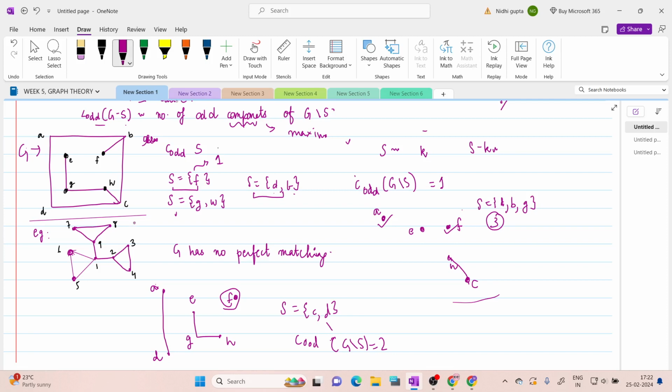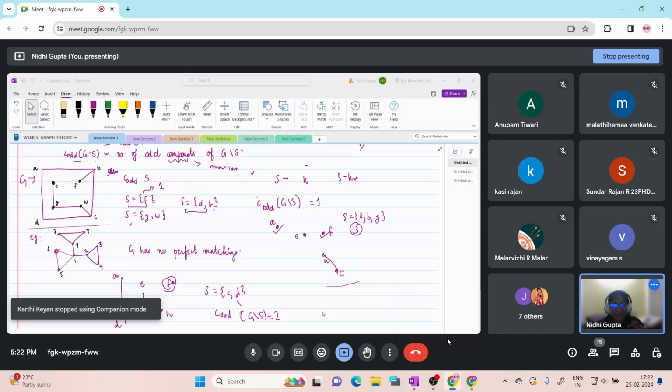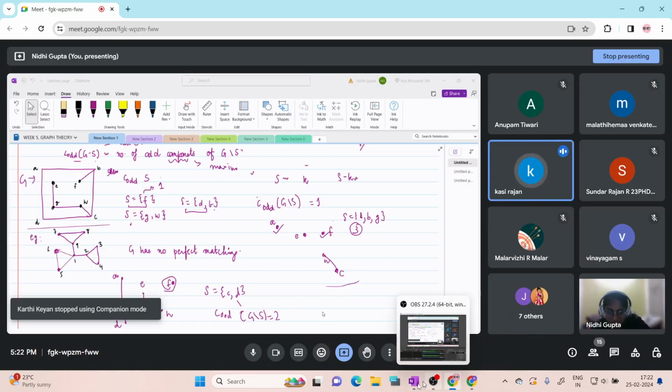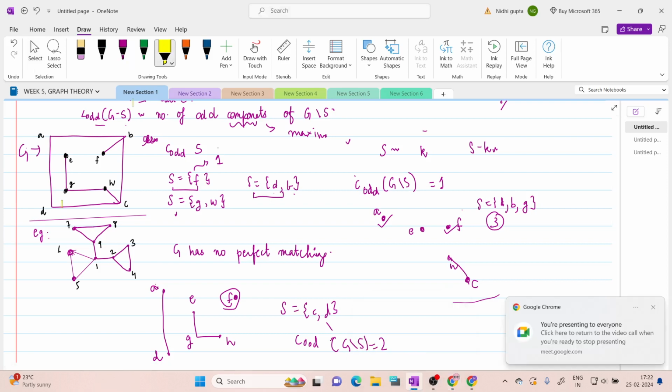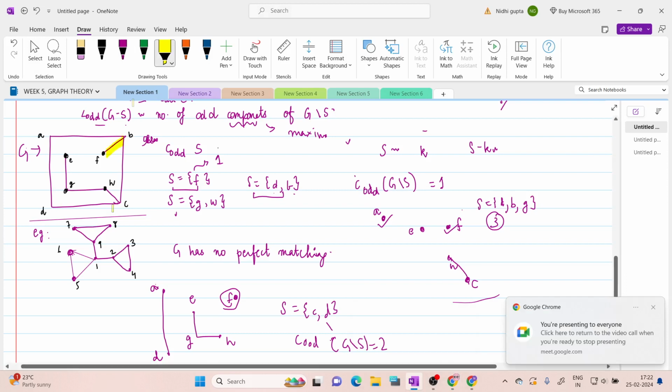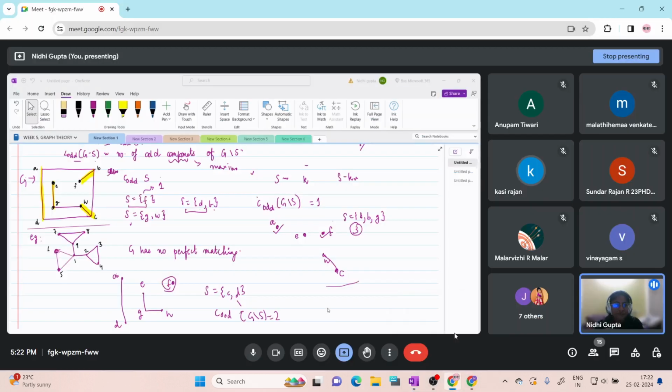Can we find them? Let's try. Yes, ma'am. FB, okay. So your edges are FB, AD, WC, EG. Good. So see, he has found a perfect matching. Therefore this graph has a perfect matching.